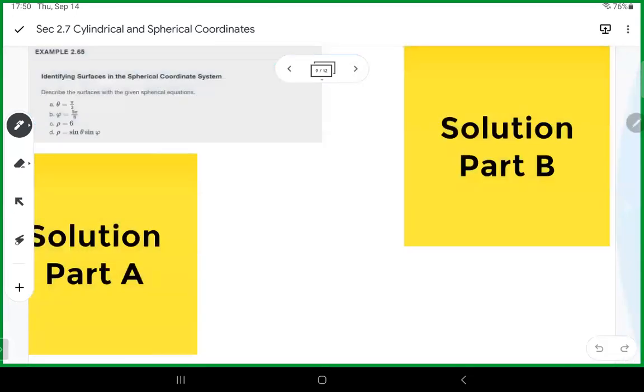Right. So 9 is a bit long. You can see that there's 4 different parts. I did spread it out, so we have a little bit of room to work with stuff. So it says that we need to describe the surfaces with the given spherical equations. So the first one is theta equal to pi over 3.